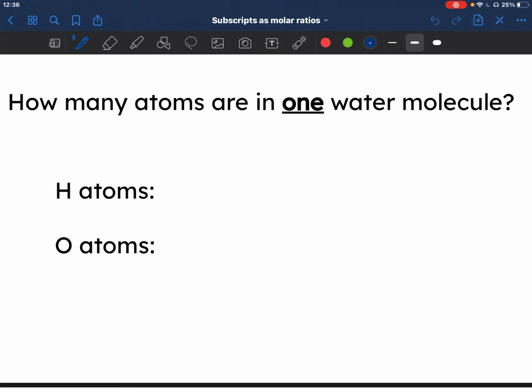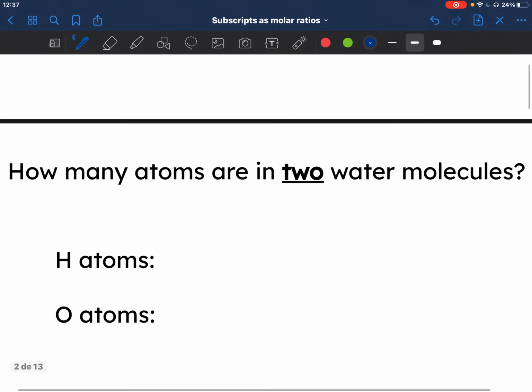How many atoms are in one water molecule? And we're going to split this up between hydrogen and oxygen atoms. In the first part of this video, I'm going to be working with water as an example because it's an example we're all really familiar with, and then we'll generalize this as a rule. All right, so how many hydrogen atoms do I have in this molecule? I have two. One hydrogen atom, a second hydrogen atom. How many oxygen atoms? I have one.